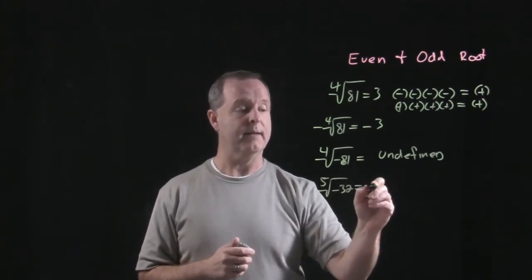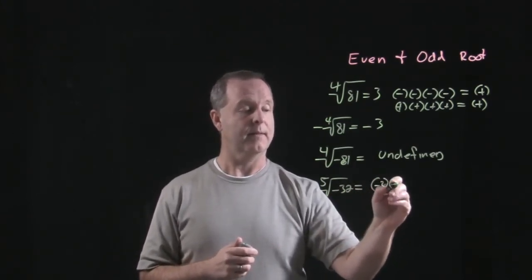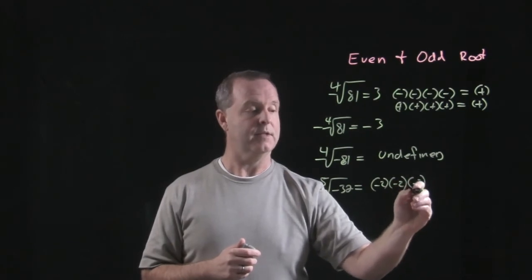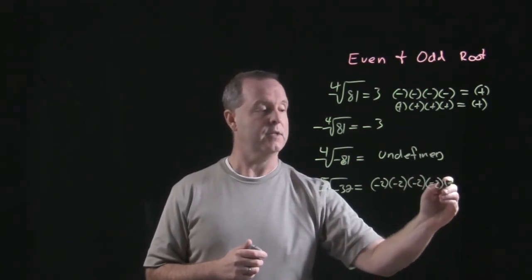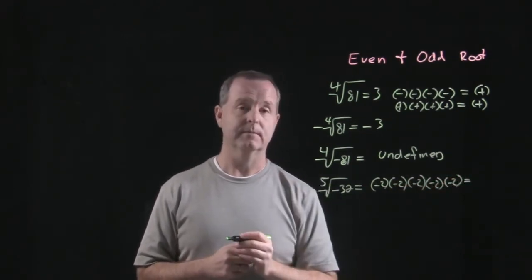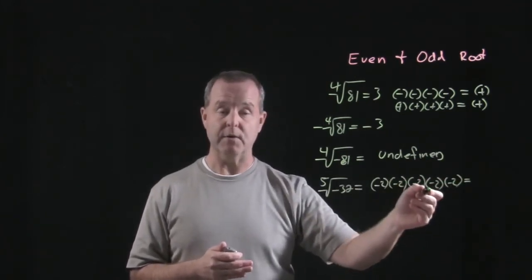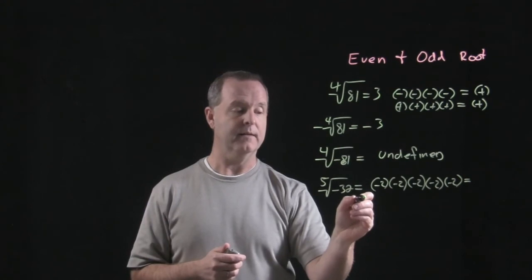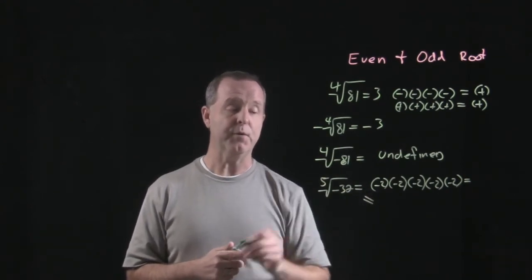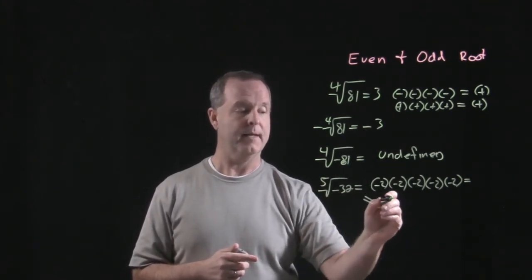Negative 32 is the same thing as negative 2 times negative 2 times negative 2 times negative 2 times negative 2, and that equals negative 32. So the fifth root of negative 32 would be a negative 2.